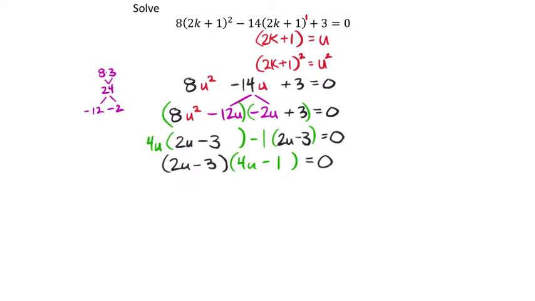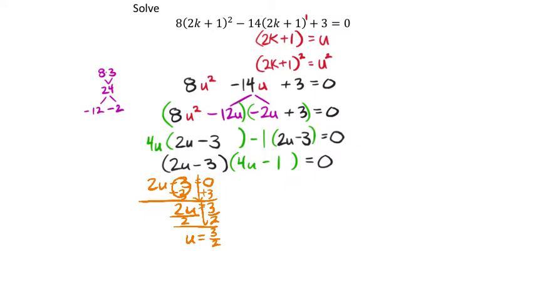So let's do that. If I can get that 2u minus 3 to be 0 by itself, that would be enough to make that equal 0. And so solving this one, I would add 3 to both sides. That zeroes that out. Now I got 2u equals 3, and then finally dividing both sides by 2, u equals 3 halves for this one.